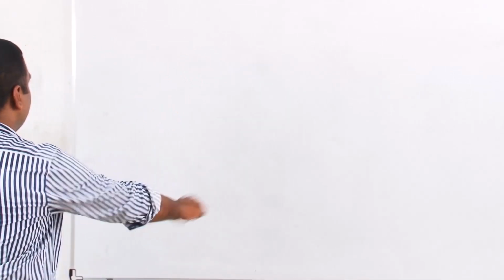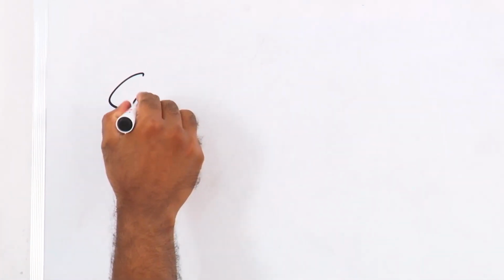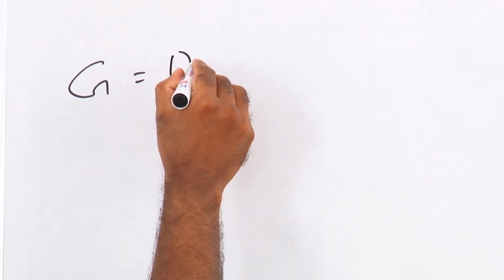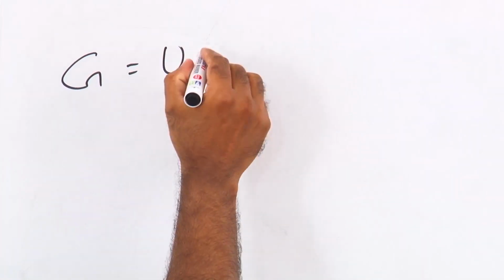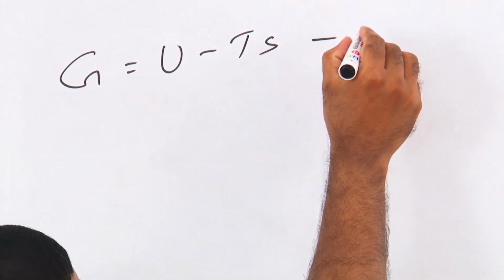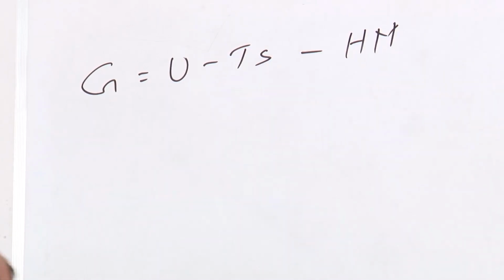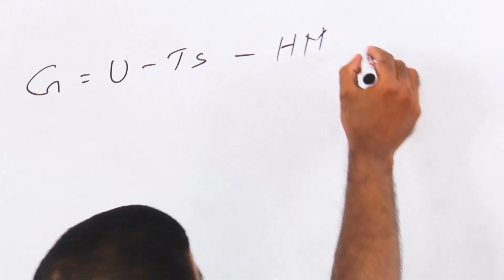The Gibbs free energy is given by G = U - TS - HM. It's the Gibbs free energy. Let that be relation number 1.